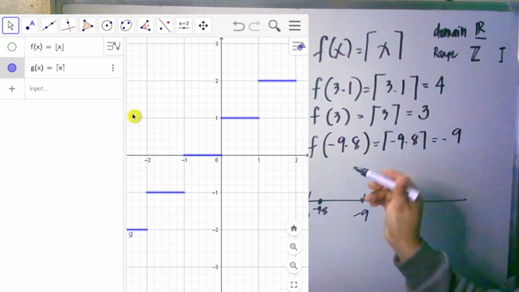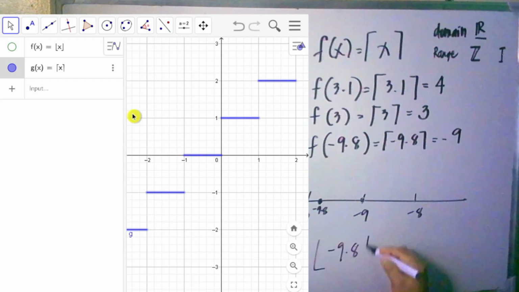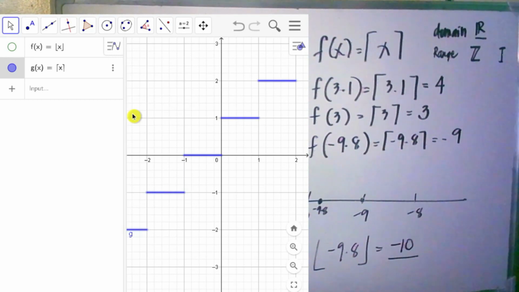Kung sana ang tinatanong ay the floor function, floor value of negative 9.8, ano yung sagot natin dito? Balik tayo sa una. If this is a floor function, negative 10 yun na yung magiging sagot natin. But we are in the ceiling function. Right. So I guess nakuha ninyo yun.